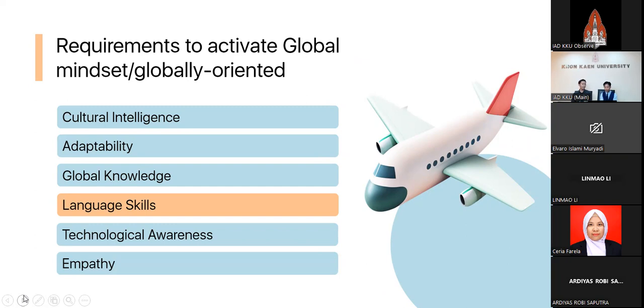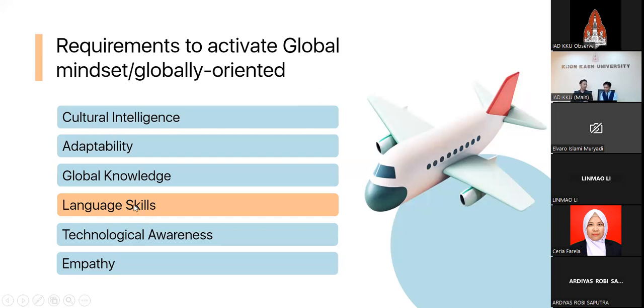And also adaptability. You need to adapt to the environment, to the people's characters, the way they behave, and so on. And also global knowledge. You should understand what are the common things that we do and don't do in this country. Yes, that's true. And also language skills. Of course, like myself, I'm Indonesian, right? So if I want to go abroad, to Thailand, either I need to learn Thai or I need to be able to speak English. So that's the most important thing.